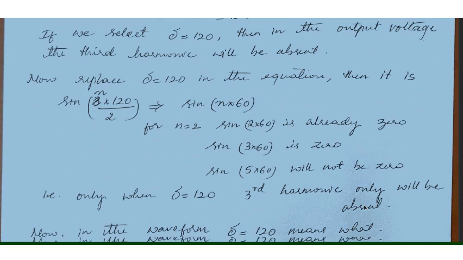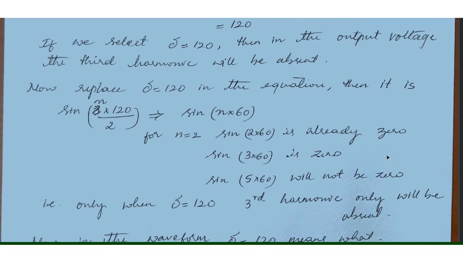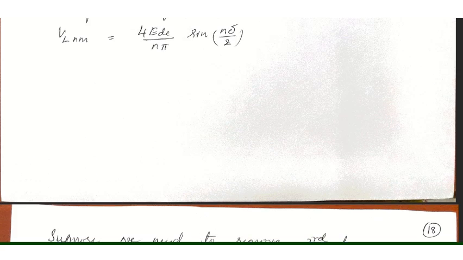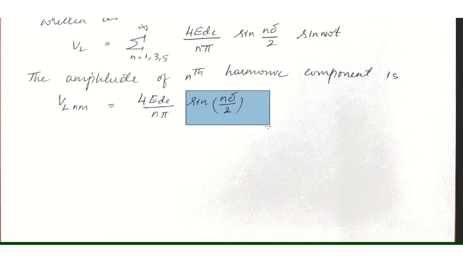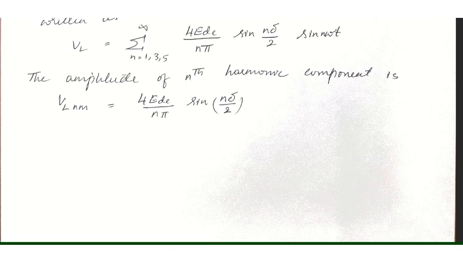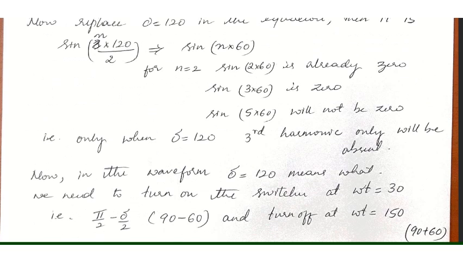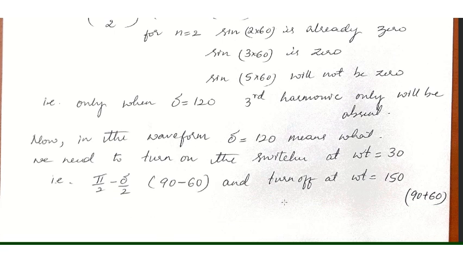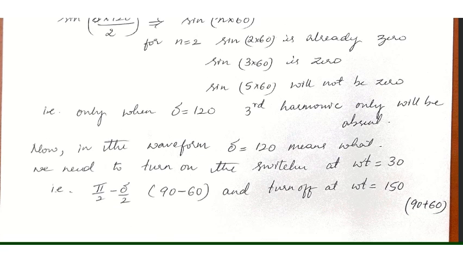Now observe this part, sine n delta by 2. Let us go back to the series here. For whichever harmonic component you want to remove, this part sine n delta by 2 should be made equal to 0. From that we can find out what should be the delta. Say for example, from the waveform, what should be delta?